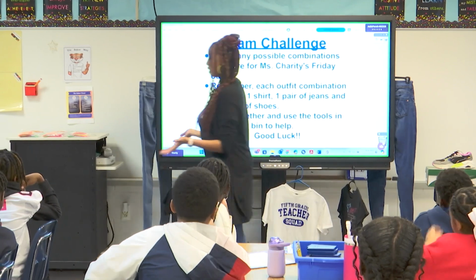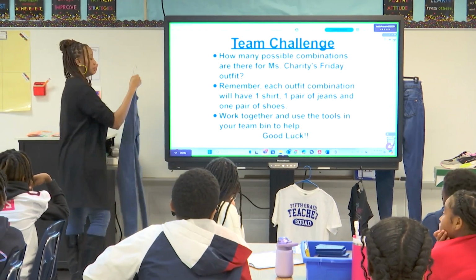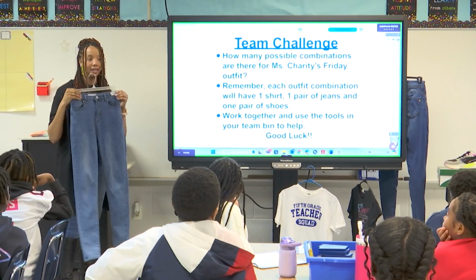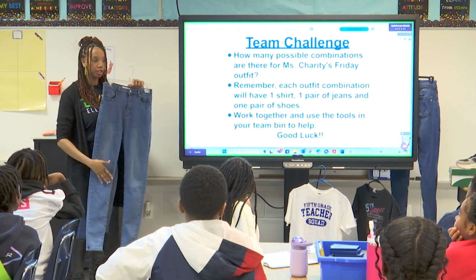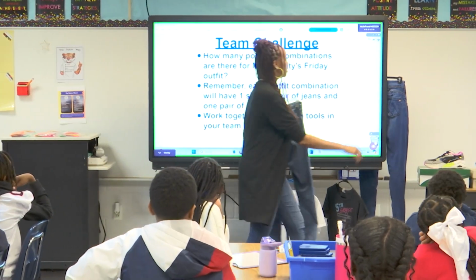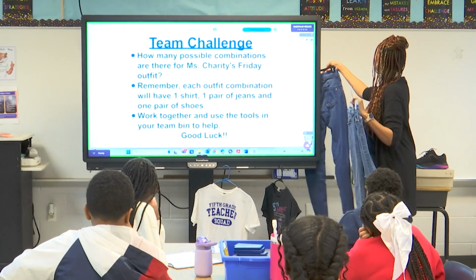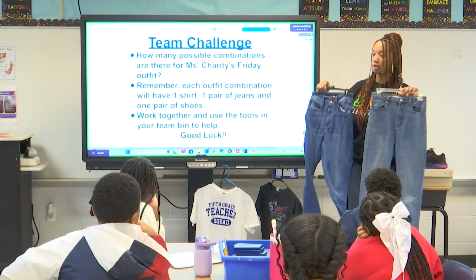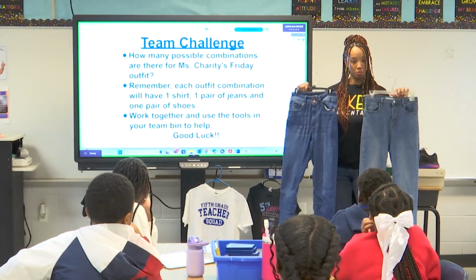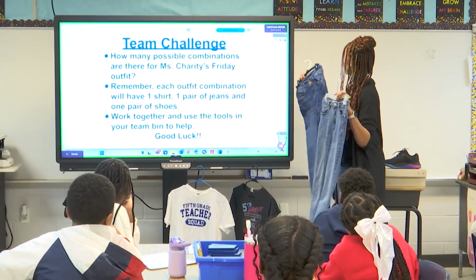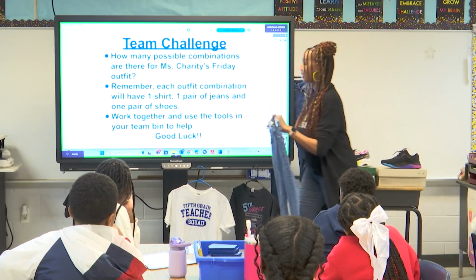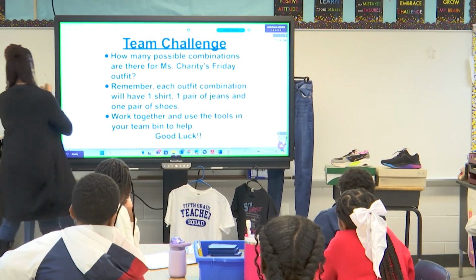Then I have to have my jeans, right? So these are my light jeans, light colored jeans, or you could choose the dark colored jeans. Okay, all right. Now we gotta have something to wear on my feet, right?